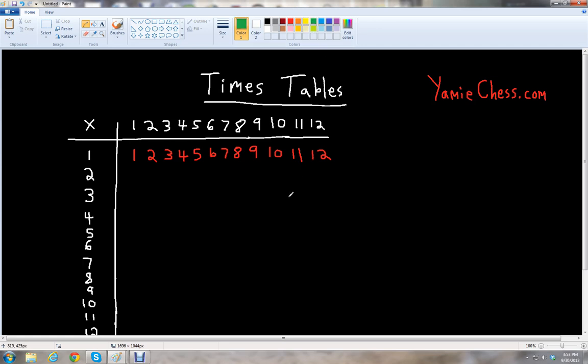Okay. So let's move on to the twos tables. So we're going to start with 2 times 1. That's 2. 2 times 2, we just add 2 more to 2, we get 4. 2 times 3, that's like 3 2s. 2 plus 2 plus 2. So 2 plus 2, 4. 4 plus 2 is 6. So we're just adding 2 each time.